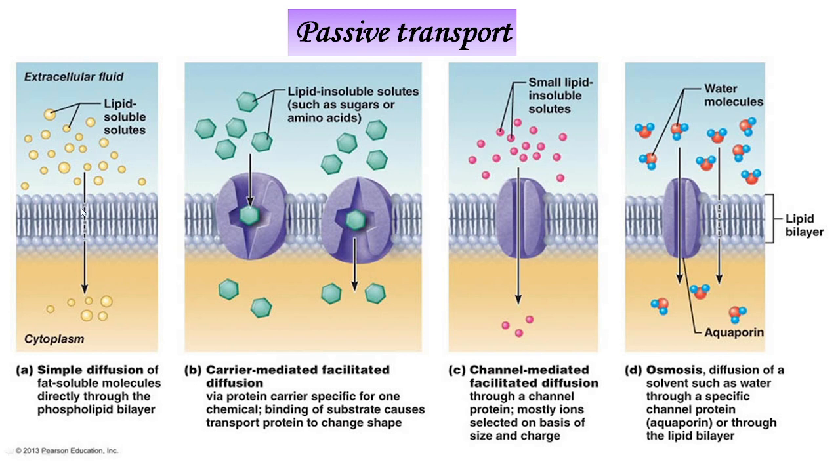Here you can see four diagrams, starting from the left of the slide. The left side diagram shows the simple diffusion process. The second diagram shows the carrier-mediated facilitated diffusion process. The third one is the channel-mediated facilitated diffusion process. And the fourth one is the osmosis process. All these four transport mechanisms are part of the passive transport system. Let us see how they are different from each other.